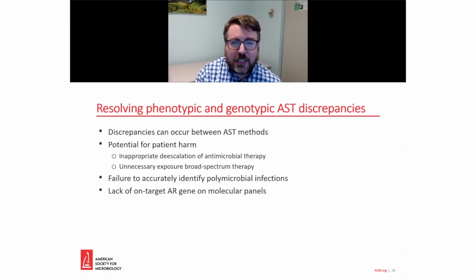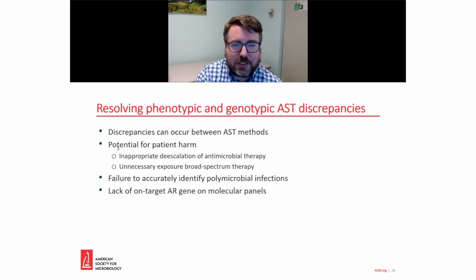Additionally, as a result of some of the identification targets that are present in many of these syndromic panels that feature genotypic AST methods, these assays can fail to accurately identify polymicrobial infections. And lastly, related to genotypic AST, the lack of certain on-target antimicrobial resistance genes can lead to discrepancies between the genotypic and phenotypic AST results that are obtained.